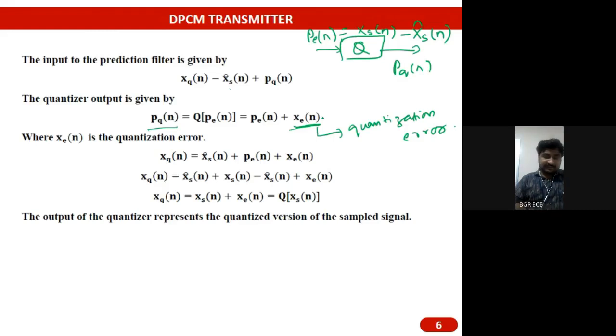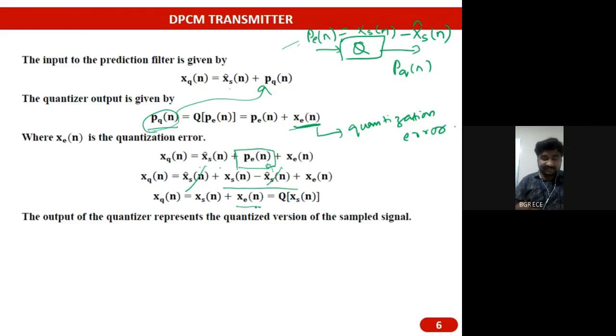Now, if you substitute the value of PQ of n in this expression, it can be written as xs cap of n plus PE of n plus xe of n. We know that the input of the quantizer is the prediction error, which is the difference between the original sample value and the estimated sample value. So xs of n minus xs cap of n can replace PE of n. Both the estimates get cancelled, so xq of n is xs of n plus xe of n.